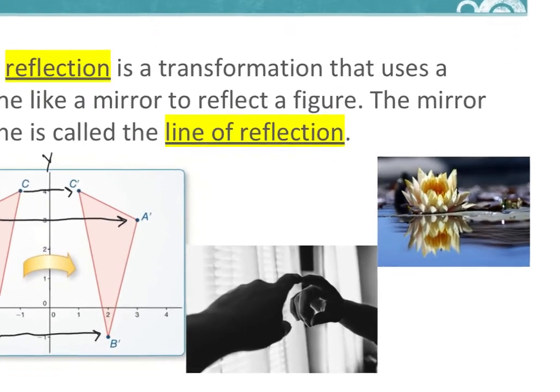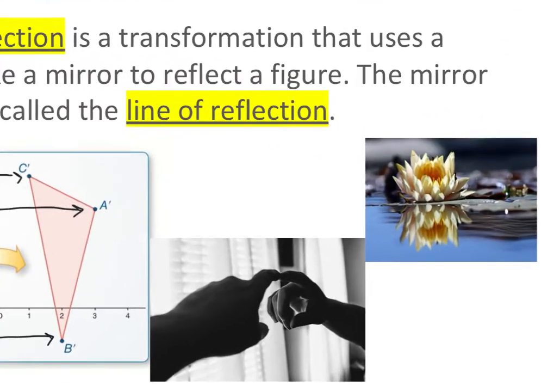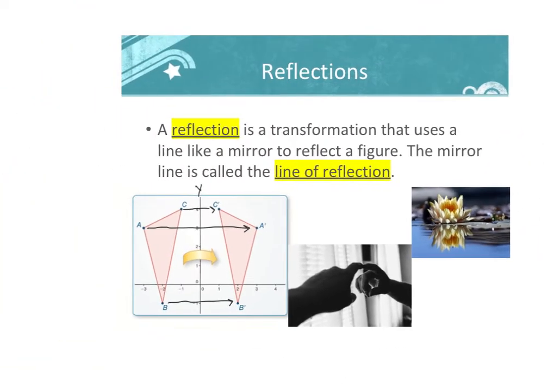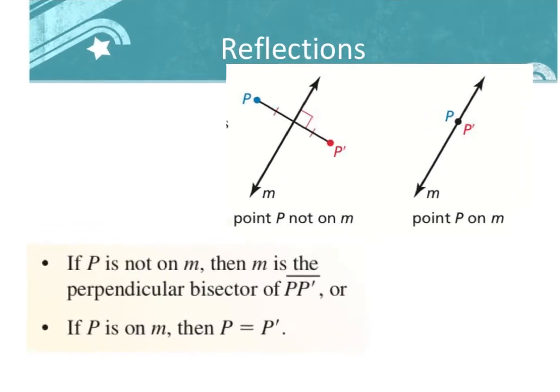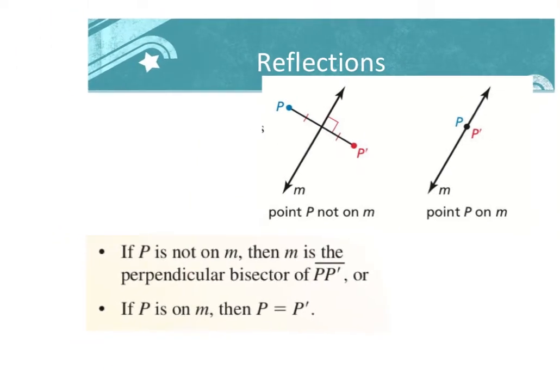There's some images here that show reflection as well. So there's a mirror, and then there's also the reflection off water. So just to give you guys an idea of what a reflection looks like. Okay, so reflections, how do we make them? So let's take the line M, and we're gonna make our line M our line of reflection.